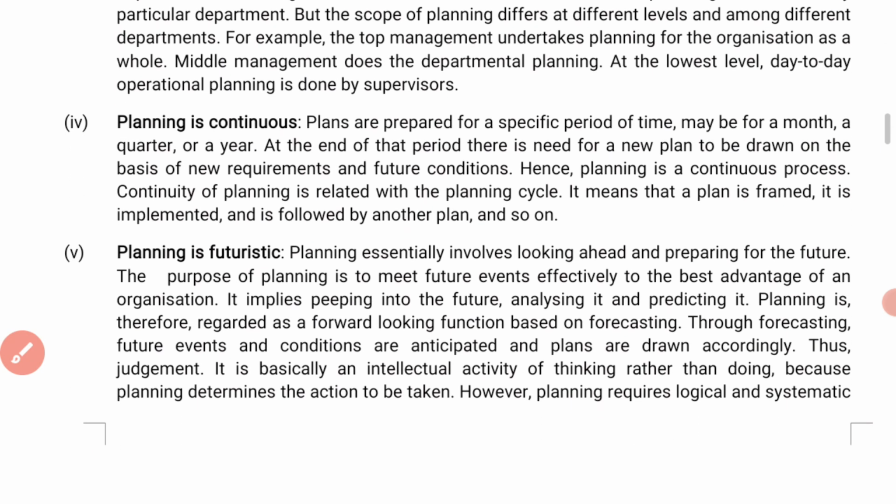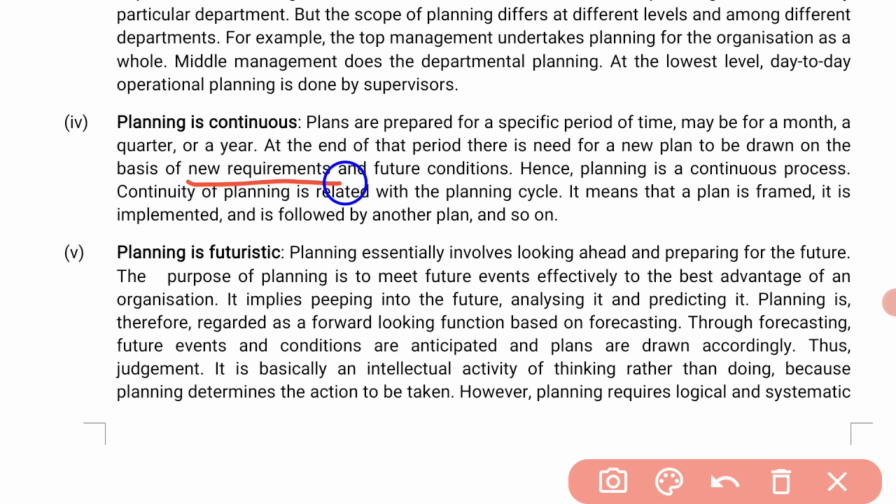And next, that is planning is continuous. Yes, planning is a continuous process. Why? Because it is applicable in all the levels, and also in all the different departments of the organization. Why is it a continuous process? Because plans are prepared for a specific period of time, maybe for a month, a quarter or a year. At the end of that period, there is a need for a new plan to be drawn on the basis of new requirements and future conditions. So planning is done for a specific time period. Then after the end of that period, the next plan is done for new requirements and future conditions. So we can say planning is a continuous process.